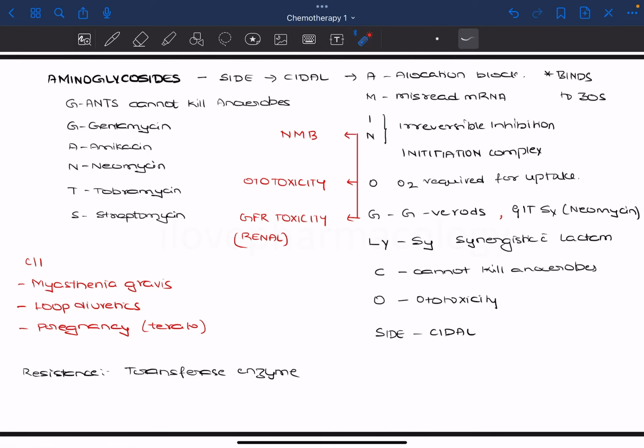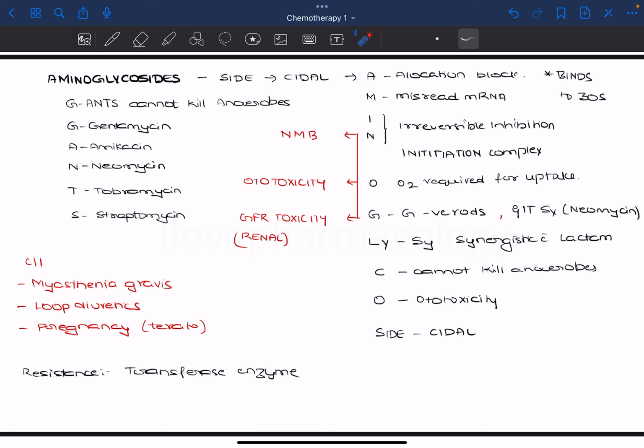I love pharmacology, and in today's session, let us learn about the important chemotherapeutic agent, that is aminoglycosides. Myself, Dr. Padmanabha TS, Faculty of Pharmacology. So let's begin with aminoglycosides.